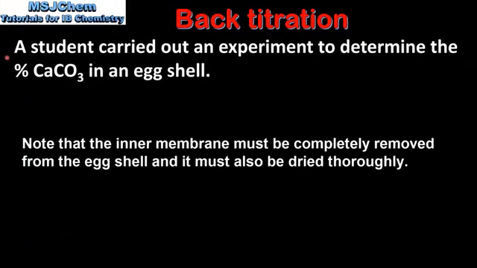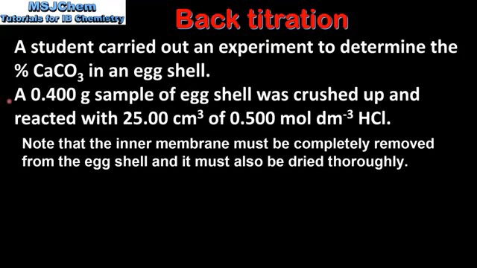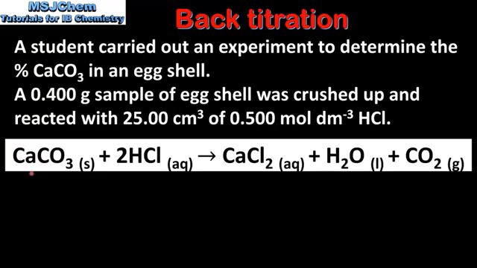A student carried out an experiment to determine the percentage calcium carbonate in an eggshell. A 0.4 gram sample of eggshell was crushed up and reacted with 25 cm³ of 0.5 mol/dm³ hydrochloric acid. Here we can see the reaction that takes place between calcium carbonate and hydrochloric acid.